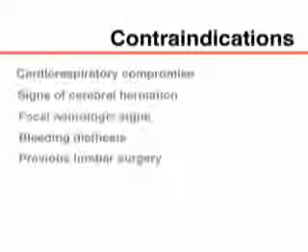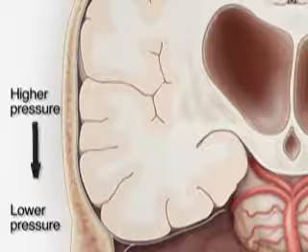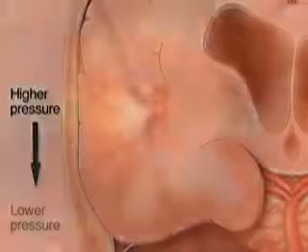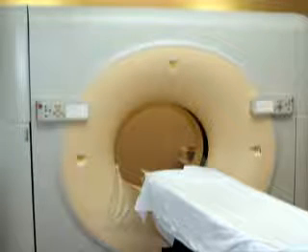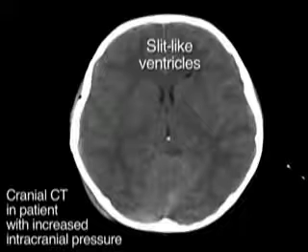There are specific contraindications to lumbar puncture. The condition of patients with cardiorespiratory compromise may worsen as a consequence of the position they need to assume for lumbar puncture. The procedure should also be avoided in patients with signs of cerebral herniation, incipient herniation, or increased intracranial pressure, and in those with focal neurologic signs. In such patients, cranial CT should be performed before lumbar puncture, although CT may not reveal signs of increased intracranial pressure.